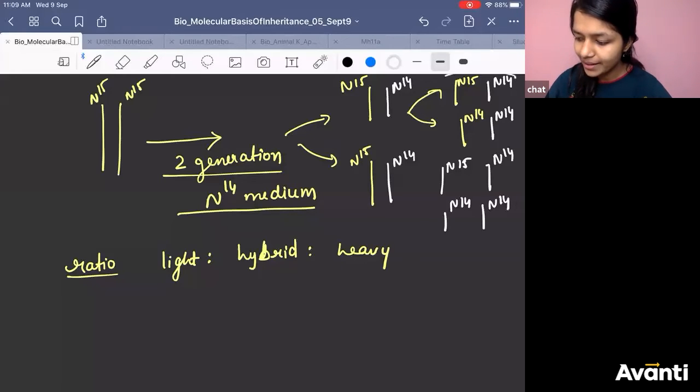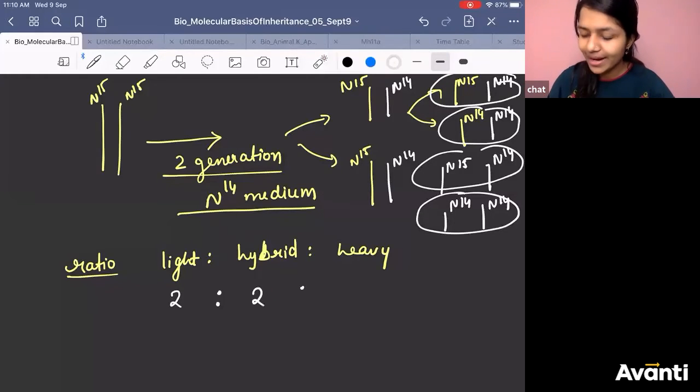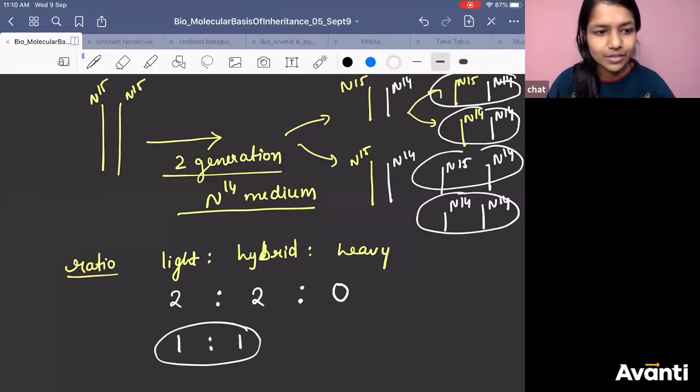So you got 4 DNAs. Now find out how many of them are light. This is N14, N14. This is also N14, N14. So how many N14, N14 did you get? 2. How many hybrids did you get? N15, N14 and N15, N14. 2. How many heavy did you get? 0. Simplify it: 1:1.